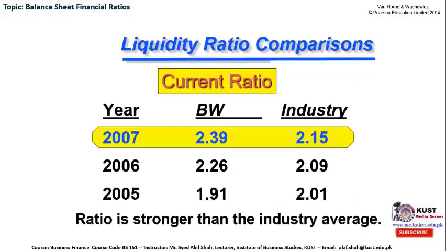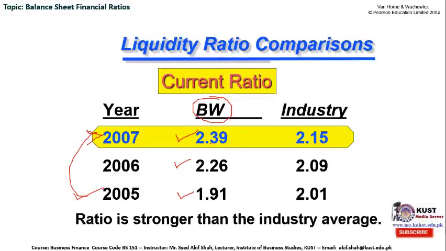So let's compare it. We can have two types of comparison. Basket Wonder comparison with itself. The current ratio for the year 2007 is 2.39, and the previous year's current ratio was 2.26. So we can see that there is a slight improvement in the current ratio. Similarly, in 2005, the current ratio of Basket Wonder was 1.91. So if we would like to compare the current ratio of Basket Wonder of 2005 with 2007, then we can see that there is a huge improvement in the current ratio, which is a good sign.